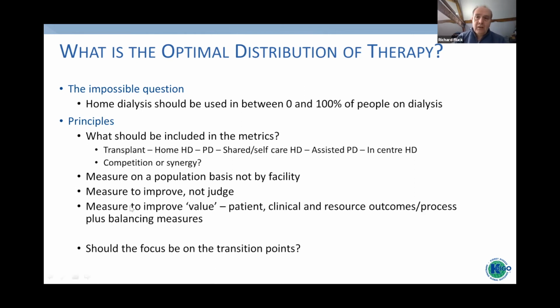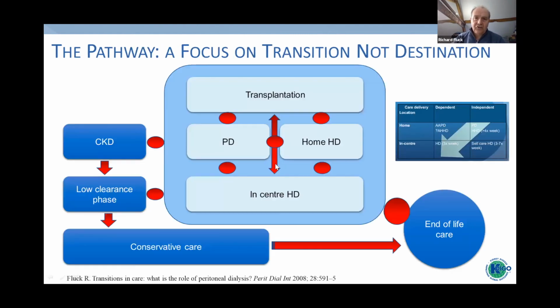I think we then culturally need to move from the judgmental measurement systems that we can have and measure to improve. So it is part of the way in which you challenge yourself internally to move forward. And we need to measure to improve value in a broader sense. And that's a composite of patient, clinical, and resource outcomes and process, plus, as I said, those balancing measures. And I'm going to pose a final sort of bit to that, which is perhaps the focus should be not on the target per se, but on the transition point.